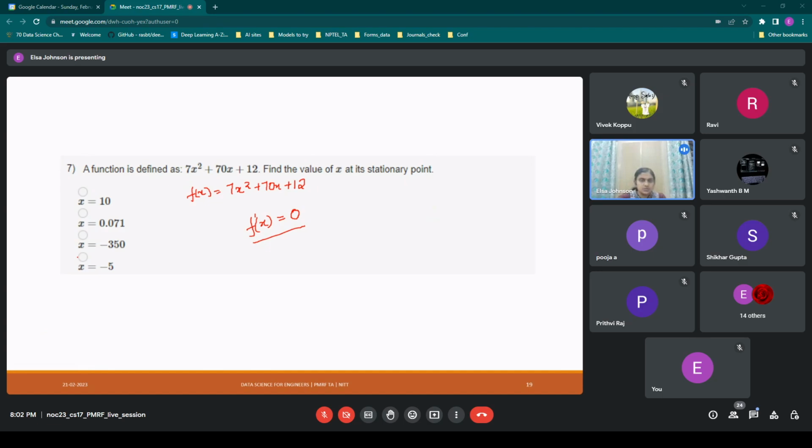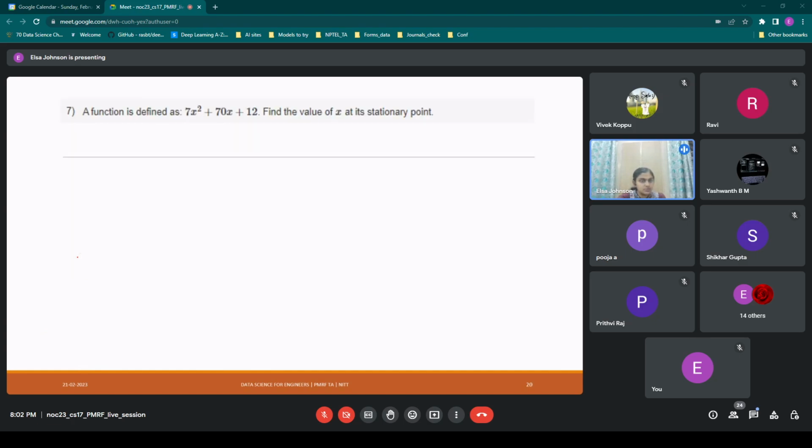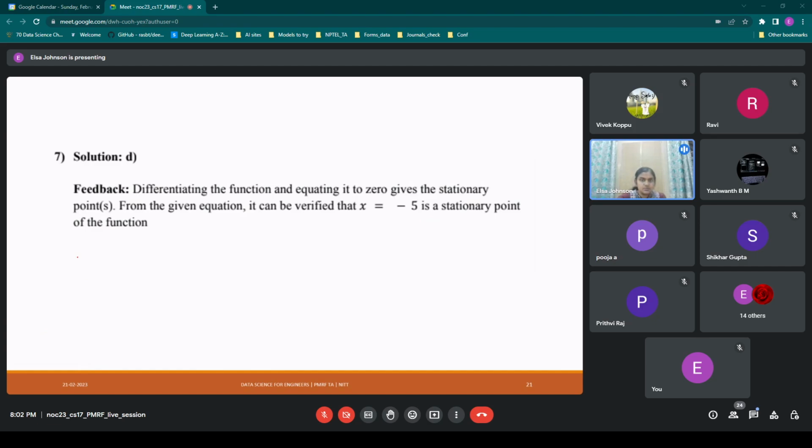Okay, that is simple only. You have to find f dash of x equal to 0. It will be coming like 14x plus 70, right? If you put it as 0, then it will be coming like minus 5, right? Then you can continue and find whether it is maximum or minimum also. Right now this is the stationary point. Differentiating and equating to 0 gives the stationary point or points. Right now it's negative 5 only. So from the given equation, x equal to minus 5 is a stationary point of the function.